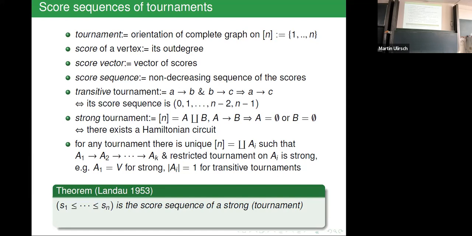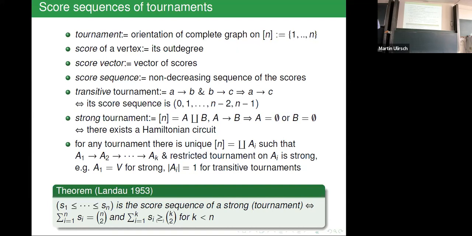And then it's just a bunch of inequalities. The first one, of course, is that the number of games has to be n choose 2, so the sum of the scores should be n choose 2. And for any k-element subset, if you take the first k of the smallest ones, you should have the inequality that the scores sum to at least k choose 2. Again, it's easy to see that they are necessary.